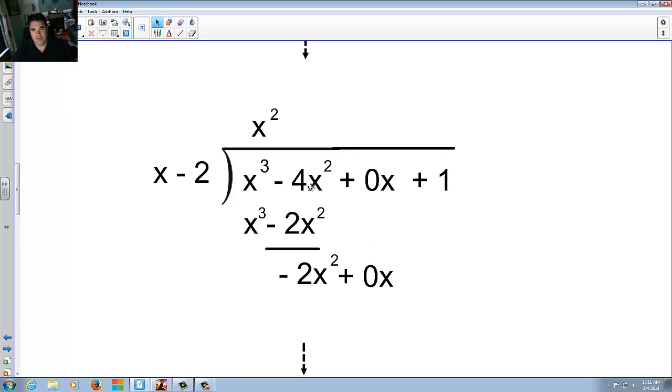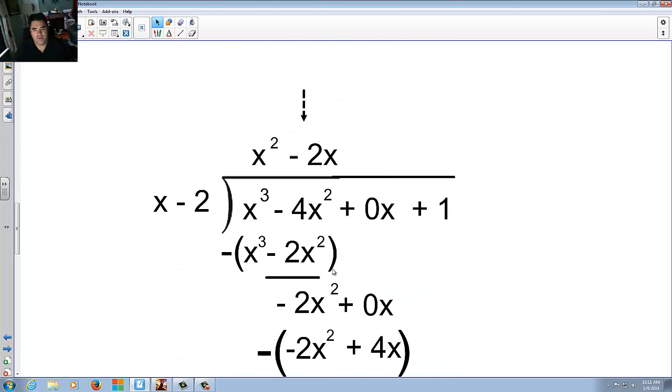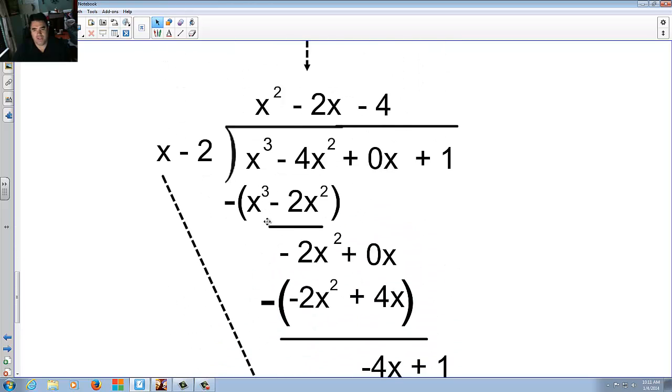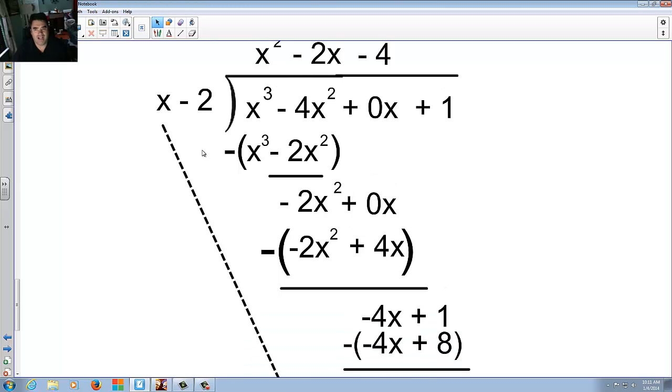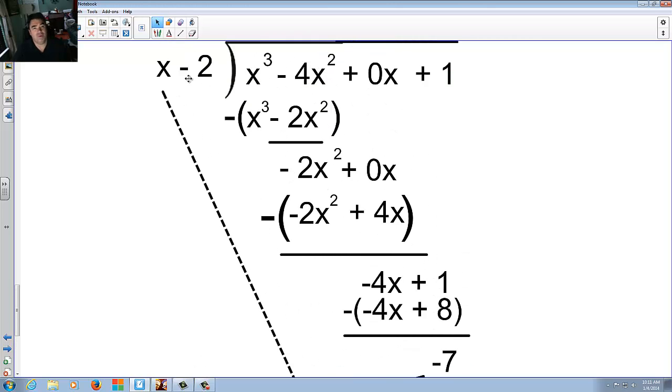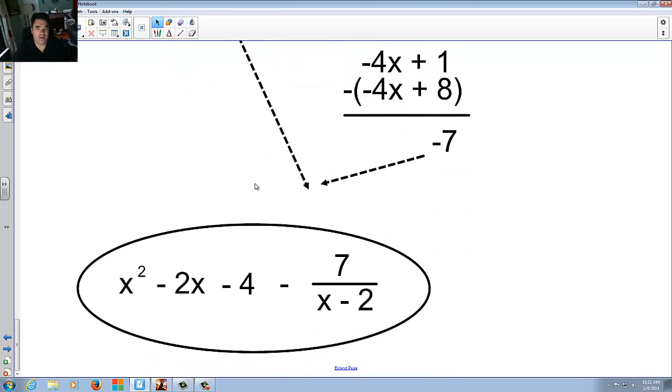0 comes down. Negative 2x times x is negative 2x squared. Negative 2x times negative 2 is positive 4x. Switches all the signs, positive and negative. Negative 4x plus 1. And then times by negative 4. Negative 4 times x is negative 4x. Negative 4 times negative 2 is going to be positive 8. We have to switch the signs though, so it's going to be negative 8. 1 minus 8 is negative 7. Negative 7 divided by x minus 2 for the remainder. And there you have all that.